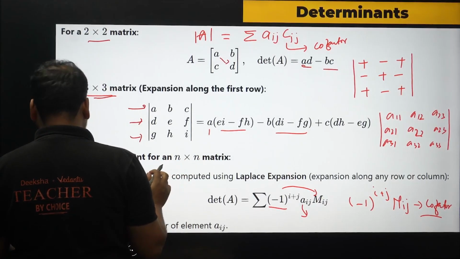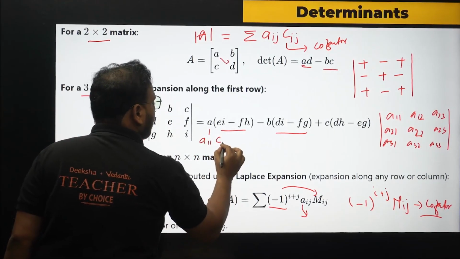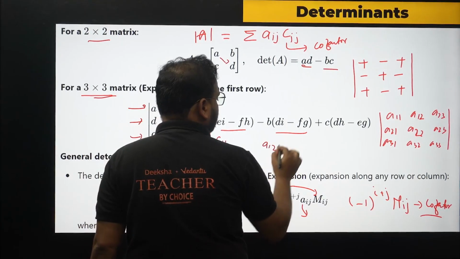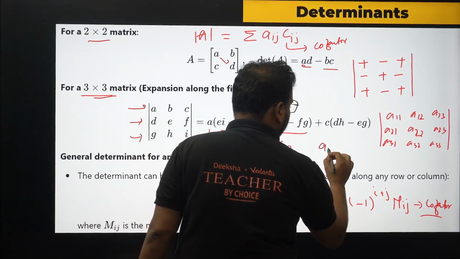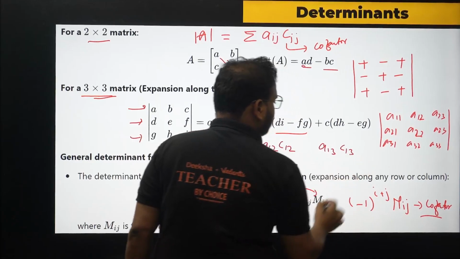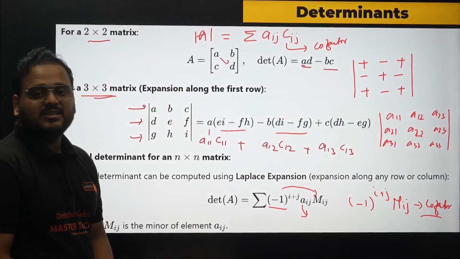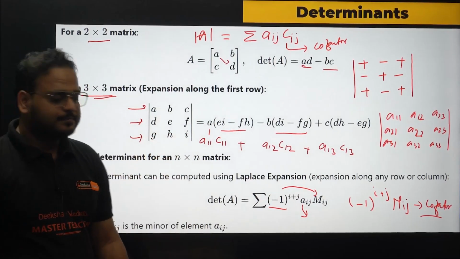This represents your A11 and this is your C11. Okay, this represents your A12 and this is C12. Again, it will be A13 and C13. So if you add these, what are you going to get? Determinant value. Got it? This is clear.